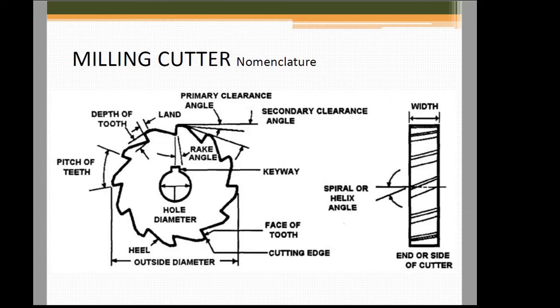Let us study the nomenclature of a milling cutter. Nomenclature refers to the principal parts and principal angles in a plain milling cutter. In this figure, you can identify the various features of a milling cutter and its name. Let us see each of them one by one. First one, the pitch of the teeth. Pitch refers to the angular distance between two corresponding points of adjacent teeth. The pitch of the tooth is marked here.